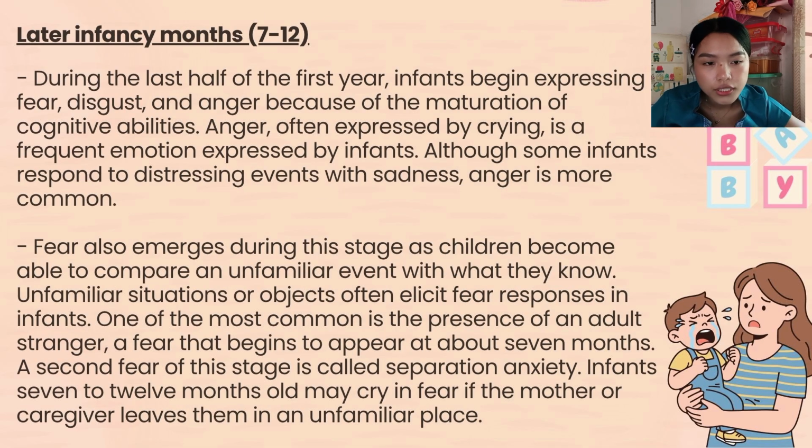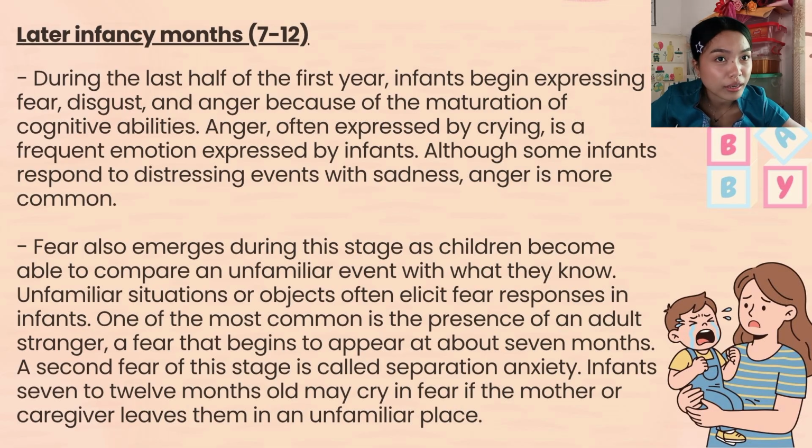So let's have later infancy, months 7 to 12. During the last half of the first year, infants begin expressing fear, disgust, and anger because of the maturation of cognitive abilities. So at around 7 to 12 months, babies are starting to show more complex emotions like fear, disgust, and anger. So their emotions are becoming more advanced, not just simple reactions. A baby shows disgust when tasting something bitter, diba? It's pait, something like that. And the baby gets angry when a toy is taken away from him or her, diba?